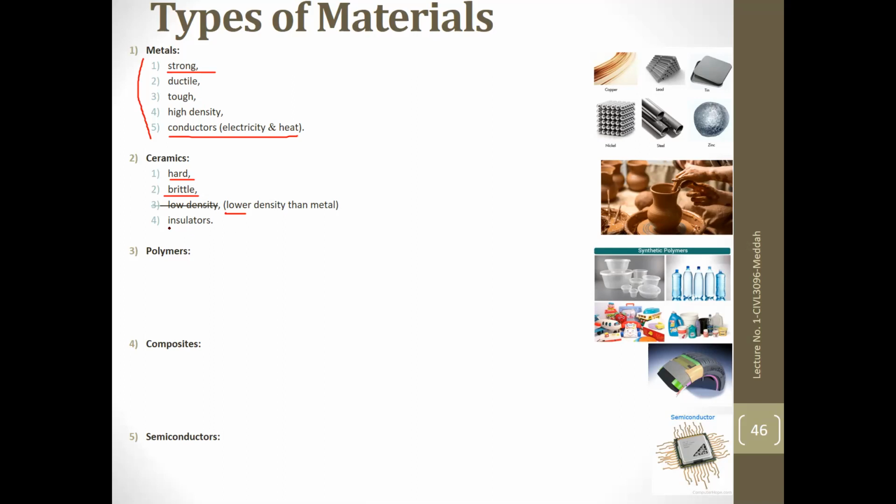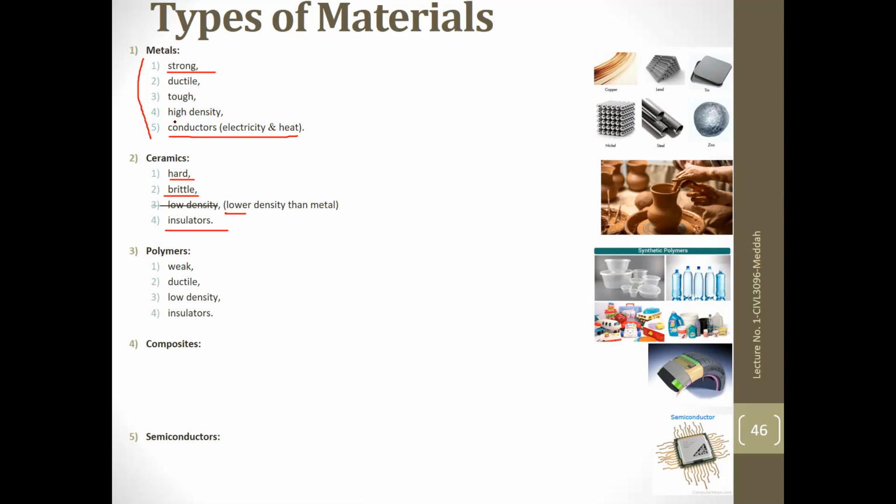Ceramics also are opposite to metals. They are insulators. They are not conductors. They don't conduct electricity or heat. When we say insulator, that doesn't mean 100% insulators, but in all cases, they are not conductors. So they have low conductivity of heat, but they are completely non-conductors of electricity, of course.